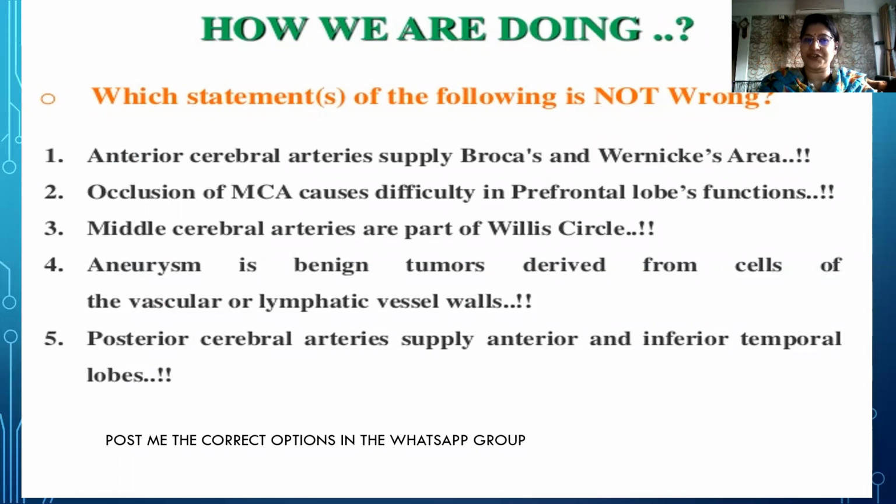So I ask you this question: which of the following statements is not wrong? Anterior cerebral artery supplies Broca's and Wernicke's area. Secondly, occlusion of the middle cerebral artery causes difficulty in prefrontal lobe function. Middle cerebral arteries are part of the circle of Willis. Aneurysm is a benign tumor derived from cells of the vascular and lymphatic vessel walls. Or, the posterior cerebral arteries supply the anterior and inferior temporal lobes.